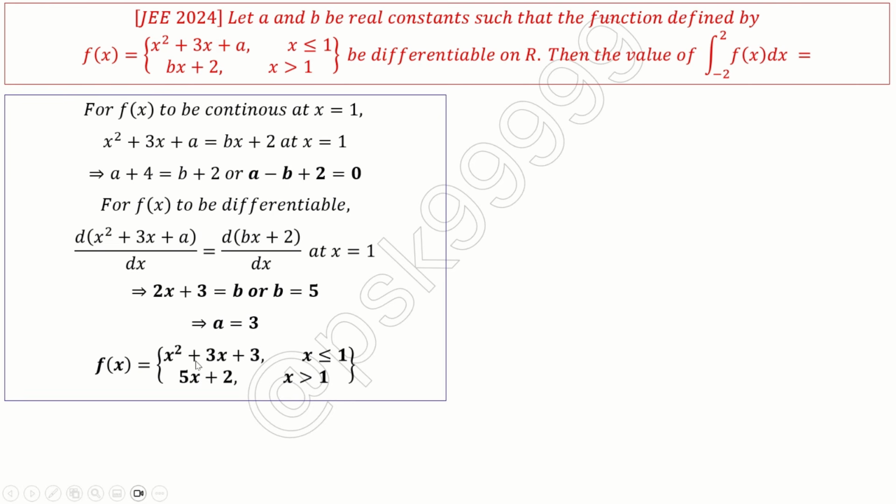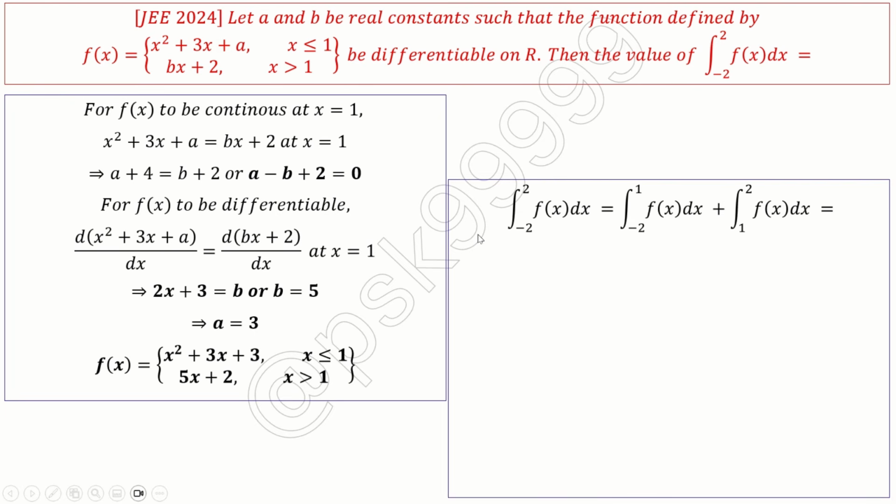F of x is actually x square plus 3x plus 3 for x less than or equal to 1. And it is 5x plus 2 if x is greater than 1. Right? Now you have your function. Very simple integration. This is the given integration. I am breaking it down minus 2 to 1 because you have pivot 1, right? Less than 1, greater than 1. Right? And plus integration from 1 to 2 of the same function.